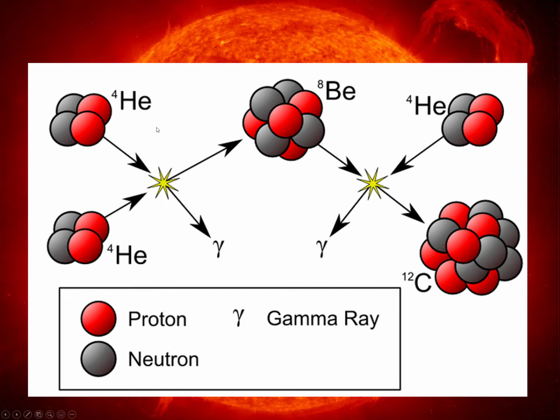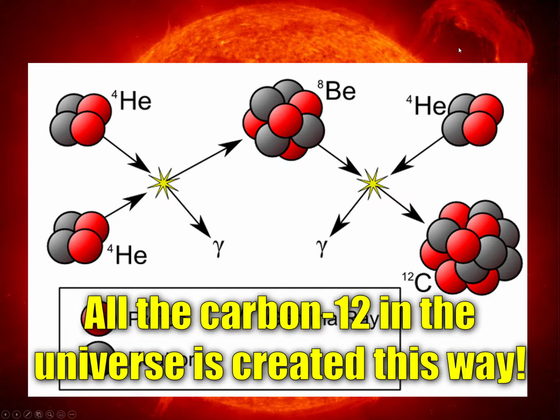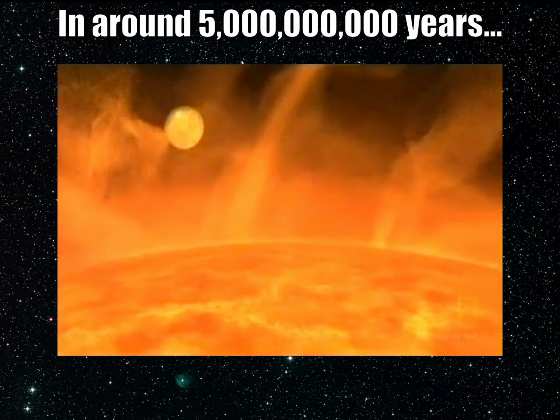This is called the triple alpha process, where you're creating carbon. And all the carbon-12 in the universe was created this way. Carbon is an essential element that you need for life. The ingredients of life were created inside red giant stars. In about 5 billion years from now, this is what's going to happen.